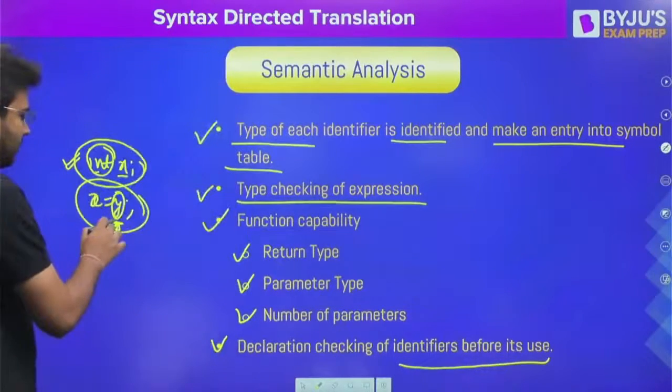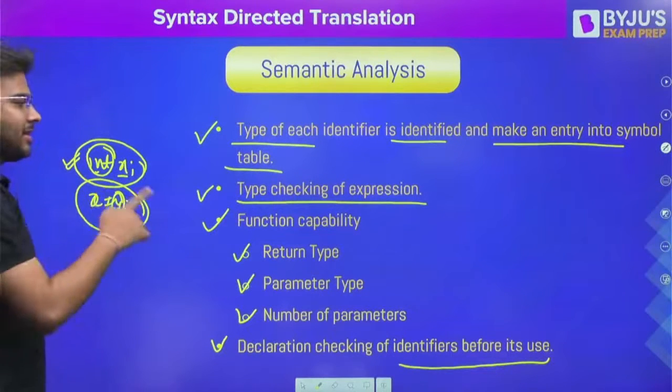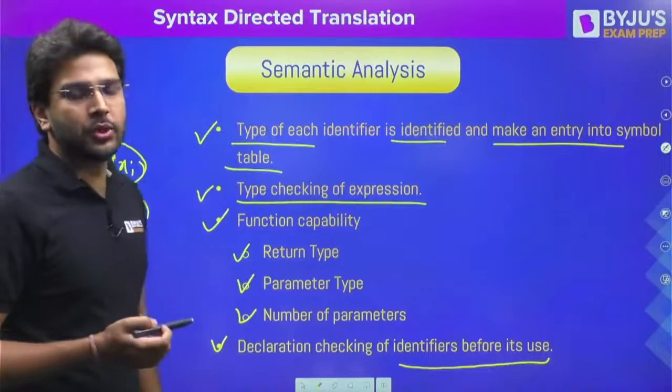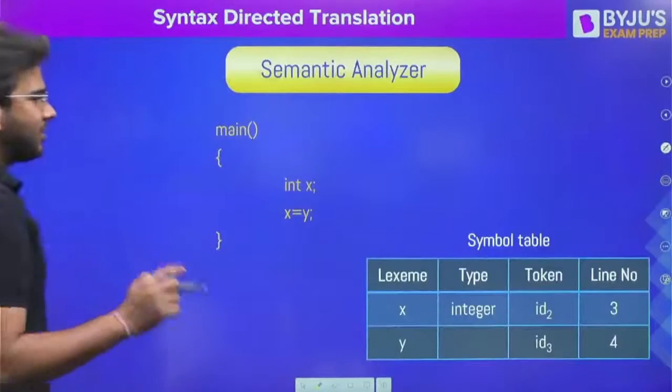And the last thing is declaration checking of identifiers before their use. As you can see here, we are using y but we haven't declared it, right? In that case, it is going to throw the warning or the semantic error. Clear? Now, let's understand this through one example.